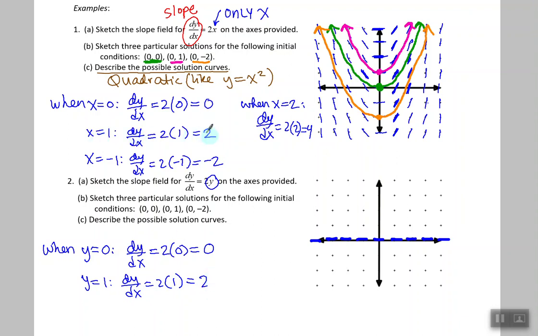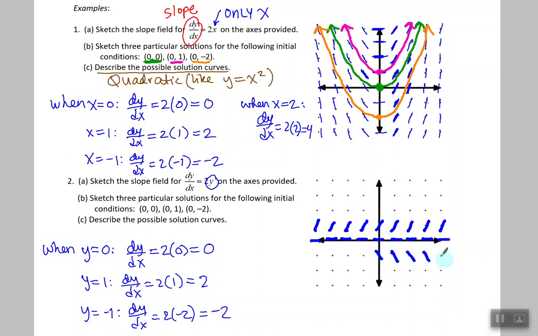Now notice I'm doing the same thing that I did up here, except I was using when x equals 1, and now I'm using when y equals 1. So now I'm looking at when y is 1, I'm going to put a little line segment that has a slope of 2, and it's everywhere that y is 1, which is to the right and to the left at y equals 1. Similarly, when y equals negative 1, I get a slope of 2 times negative 1, which is negative 2. So now I have to think about the symmetry of this, but with a negative slope down here where y is negative 1.